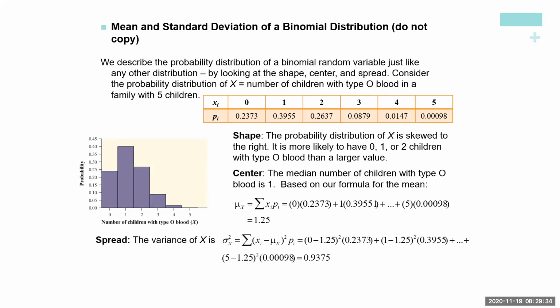We'll get about 1.25. If we look at the spread, we can calculate the variance using our variance formula, again, on the AP formula sheet. We'll get a variance of 0.9375, and again, we can find the standard deviation by taking the square root of that, 0.968. So on average, standard deviation means the average deviation from the mean is 0.968.